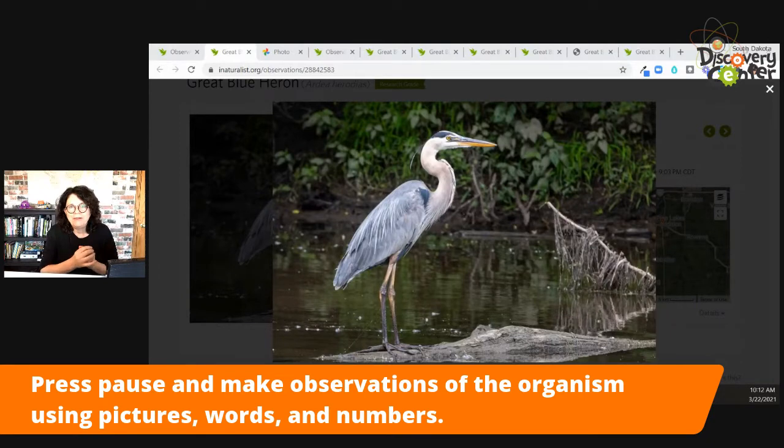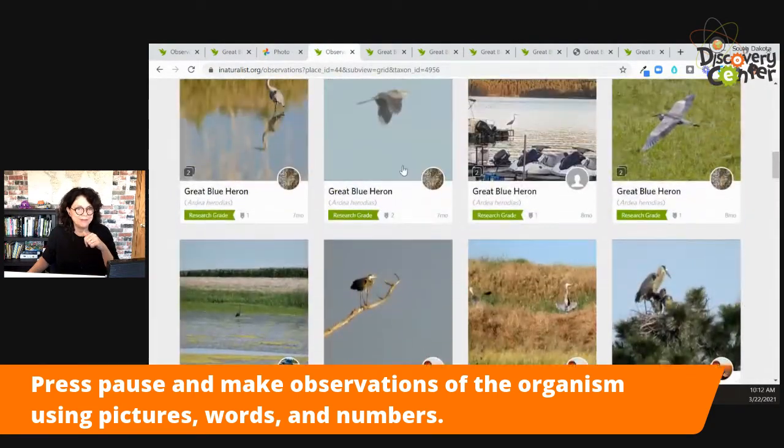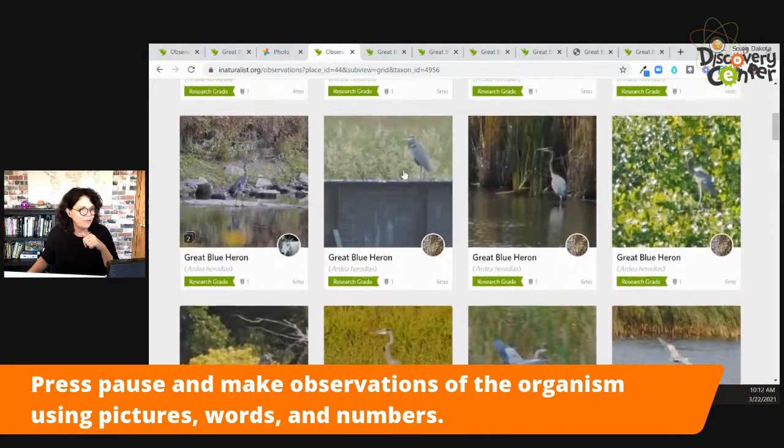Oh, I wish I could be there to see your observations and your recordings. I bet they're really awesome. You know this organism pretty well now, and I will do the great reveal. It is a blue heron, a great blue heron. And there are quite a few of them in our state.